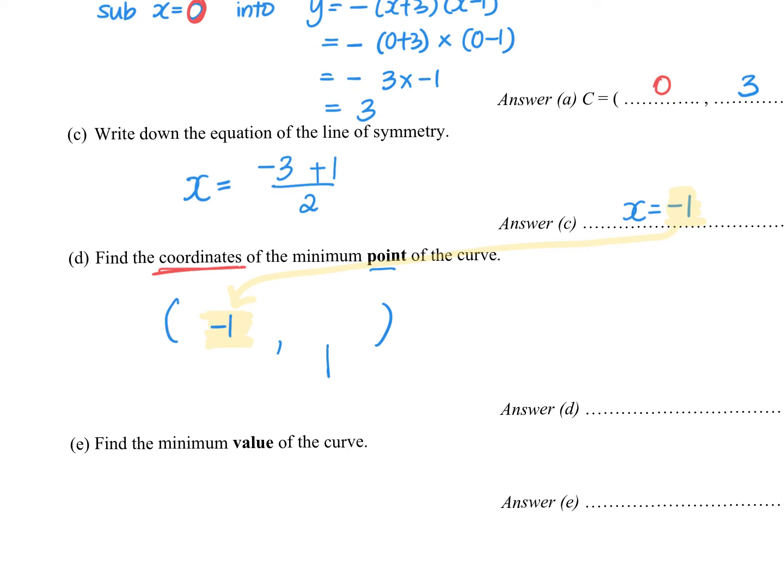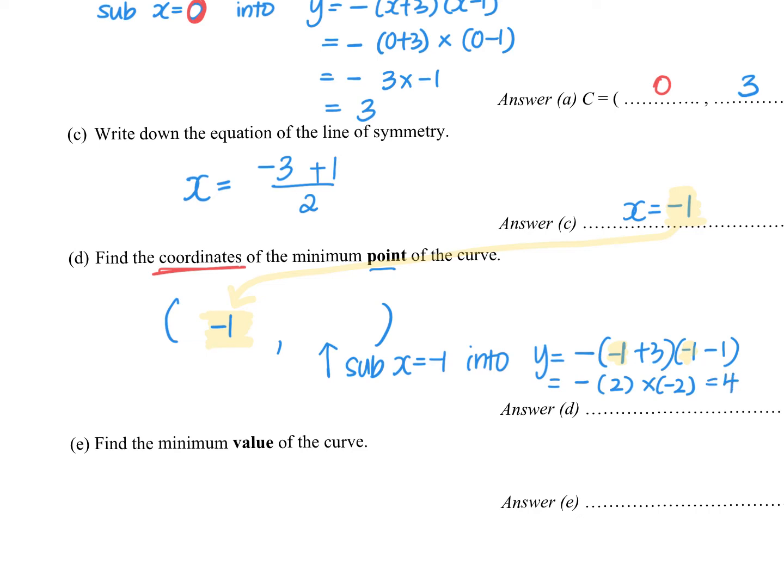Then how do we find this y value? We substitute x equals to -1 into our equation. Y equals to -(x plus 3)(x minus 1). So now the values are 1, -1, -1. Please calculate your answers carefully. This is all multiplication. If not, you use your calculator wisely. This will be -(-1 plus 3)(-1 minus 1), which is 2 times -2, and we get the answer to be 4. So this will be the coordinates.